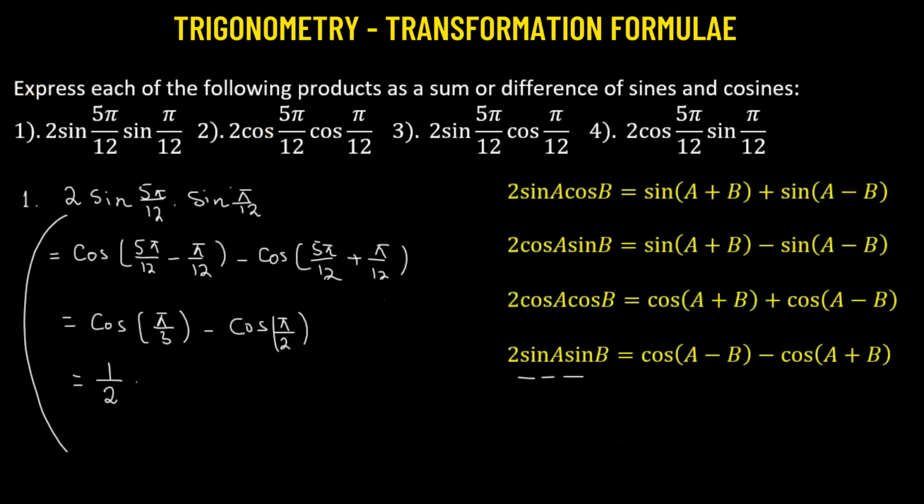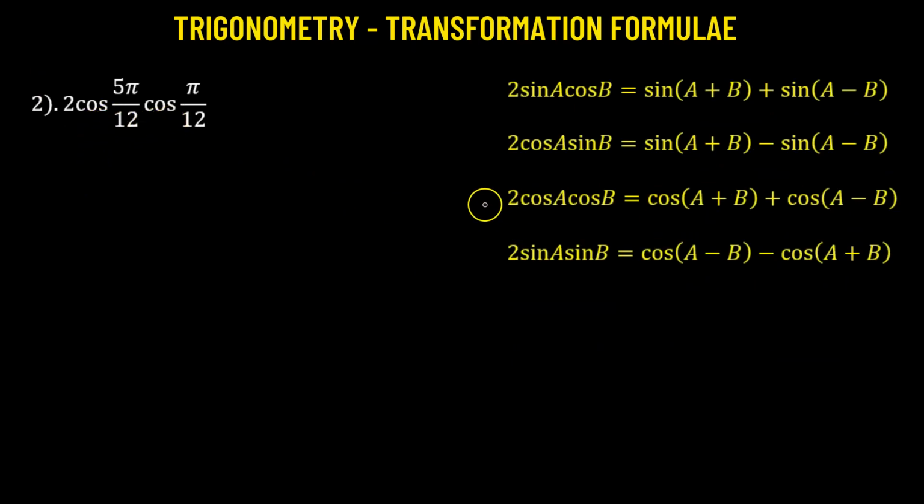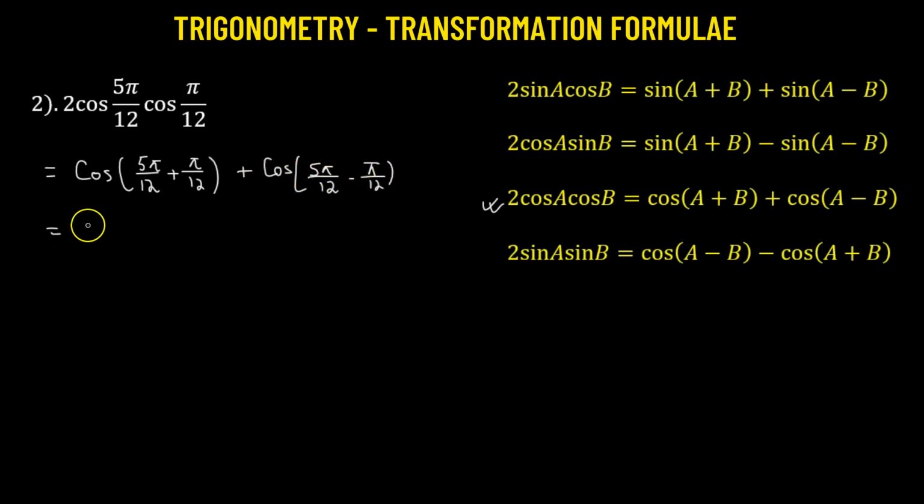Now let's go to the second one. So we have 2 times the product of two cosine functions. So here we're going to use this particular transformation formula. So this will be equal to cosine of A plus B. So we will assume 5 pi over 12 to be A and pi over 12 to be B. So we have cosine of 5 pi over 12 plus pi over 12, plus cosine of 5 pi over 12 minus pi over 12. So this will be equal to cosine of pi over 2 plus cosine of pi over 3. So cosine pi over 3 is equal to half. So the product 2 times cosine of 5 pi over 12 times cosine of pi over 12 has a value equal to 1/2.